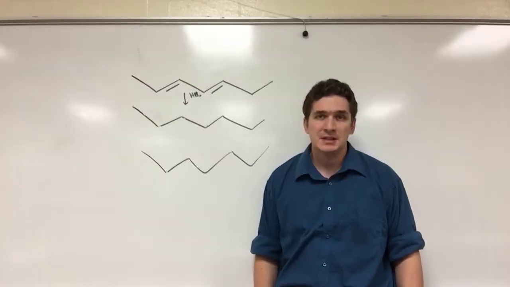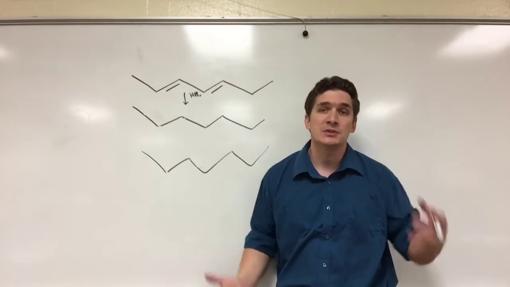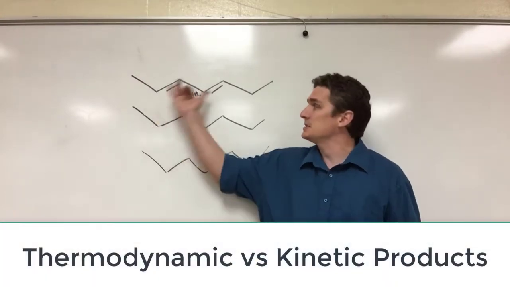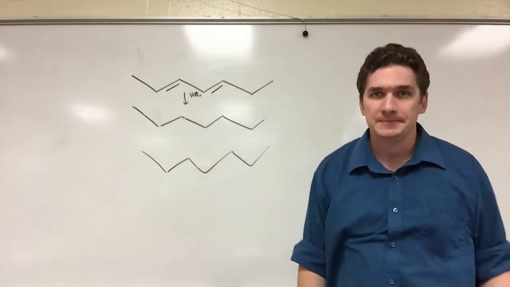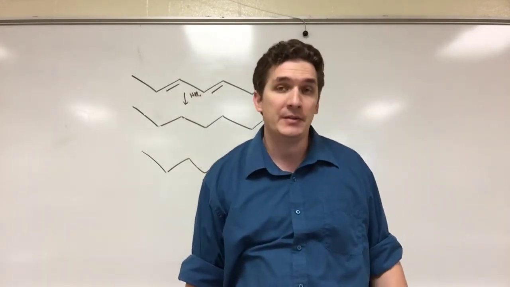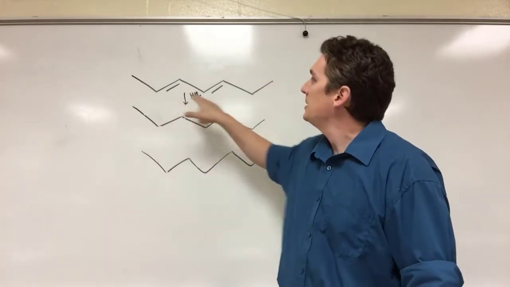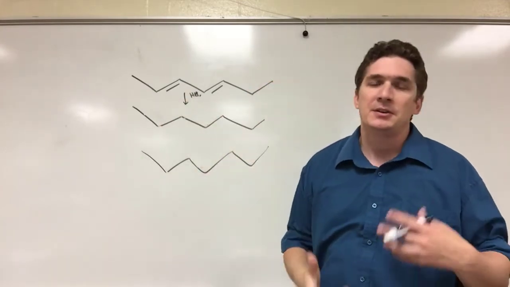So let's talk about a concept that can be very frustrating to work with in practice, and this is thermodynamic versus kinetic products. So what I've got here is a conjugated diene, and I'm going to add HBr. And I could say, well, what are you going to make? And you have two options for me. You'd say, well, I'd add the HBr there, or I'd add the HBr there, and all the different combinations.